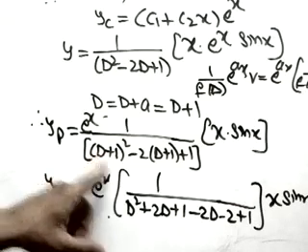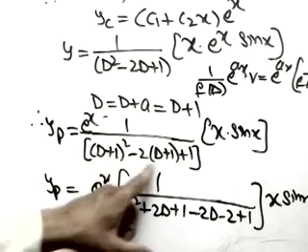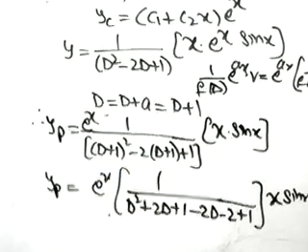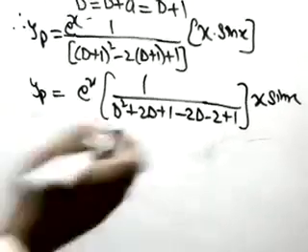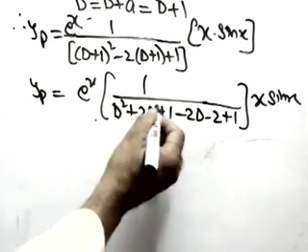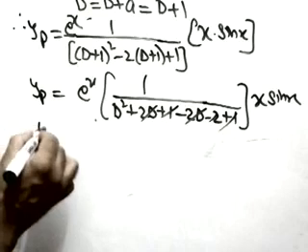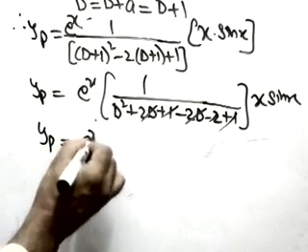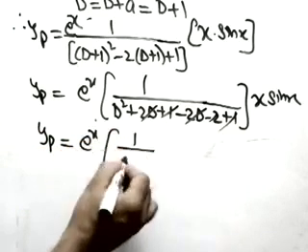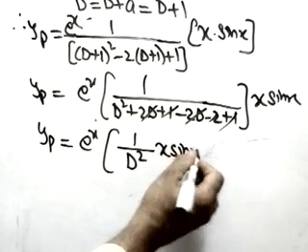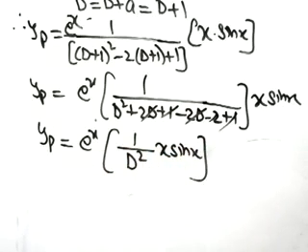Once more, you see (a+b)² = a² + 2ab + b², so 1 minus 2 plus minus 2D minus 2 plus minus 2. You see here we get cancellations: plus 2D minus 2D cancel, 1 plus 1 is 2, and plus 2 minus 2 get cancelled. Now what is left here? Yp equals e^x into 1 divided by D² into x sin x.